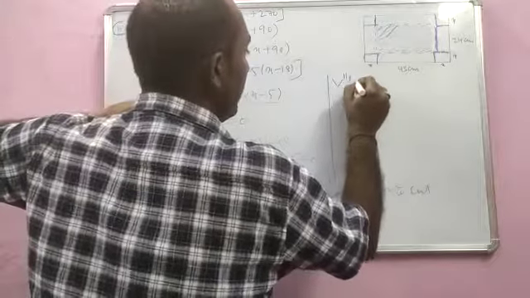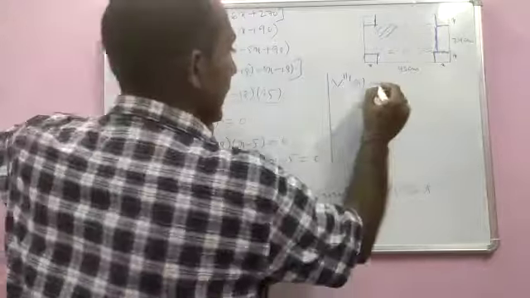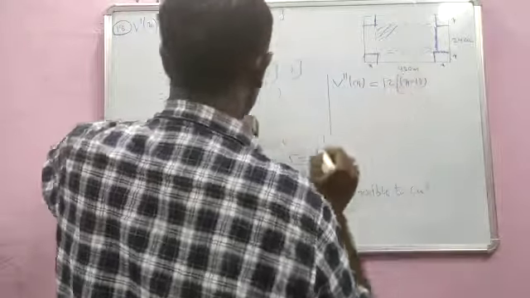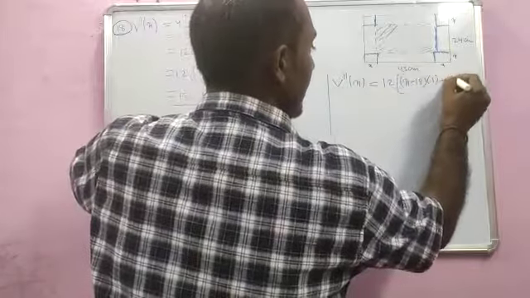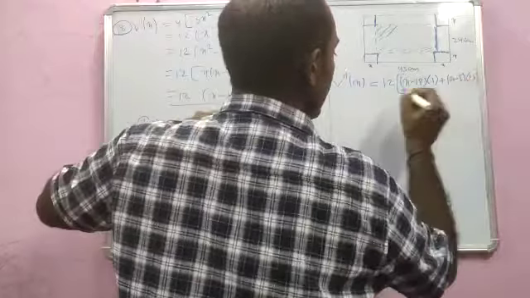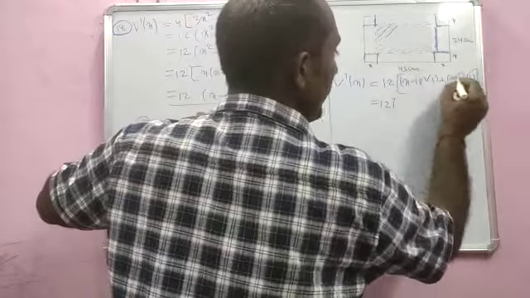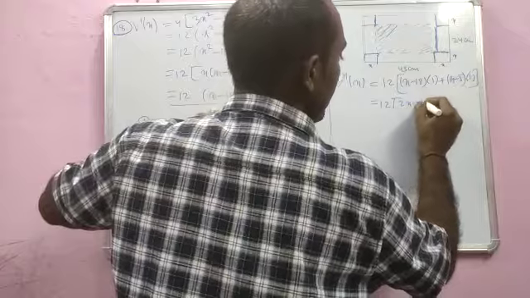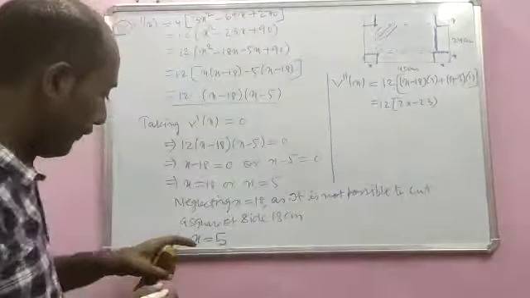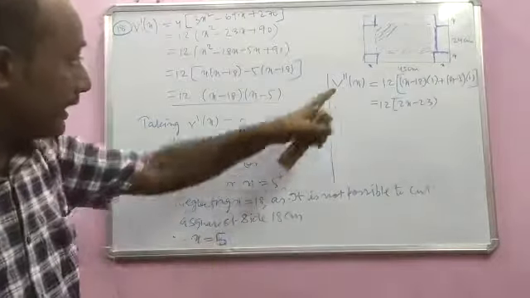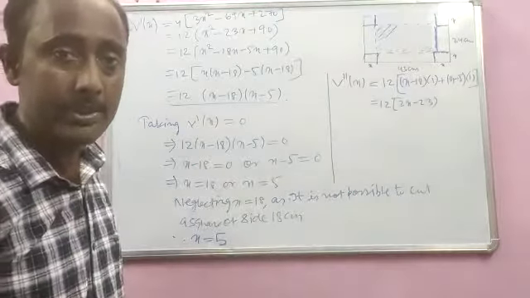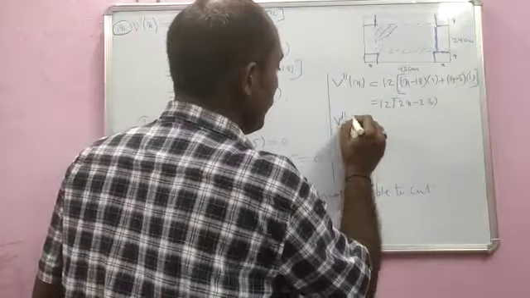So we will go for v double dash x. So v double dash x, 12 is a constant, and when we go for its derivative, (x minus 18) into derivative of (x minus 5) which is 1, plus (x minus 5) into derivative of (x minus 18) which is 1. So this becomes 12 times of, when you do the calculation, you will get 2x minus 23. This is what you will get. Now you have to find, by putting x is equal to 5, whether you are getting a value greater than 0 or less than 0. So you will go for v double dash 5.